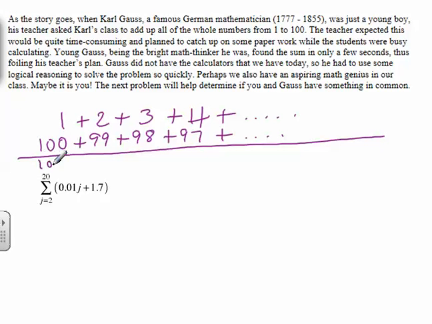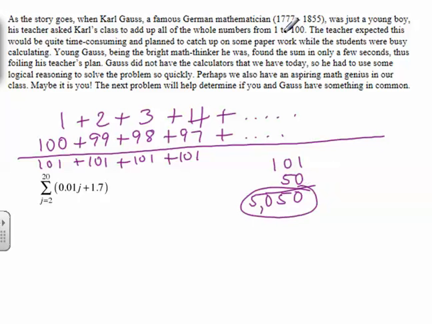Okay, so the cool thing about that is if you add every single one of these, you get 101. 101. 101. 101. So how many sets of 101 do we have lined up here? Well, there's 50 in the top row, 50 in the bottom row, so that's 50 groups of 101. So basically, we take 101 and multiply by 50, and we get the sum, 5,050. Is the sum of the numbers from 1 to 100, and that's what Gauss figured out.